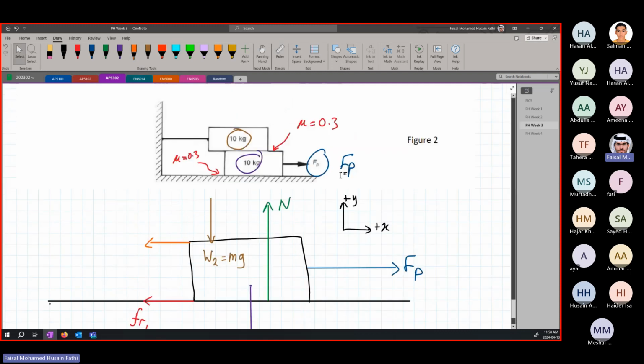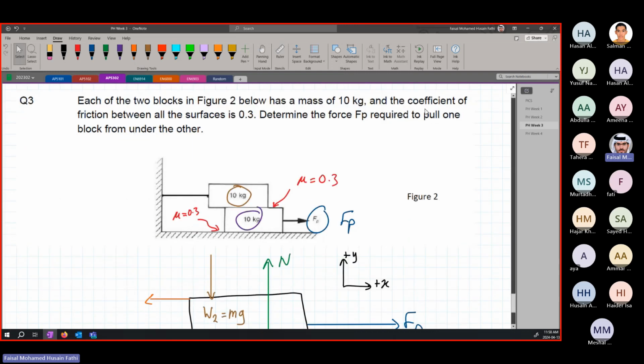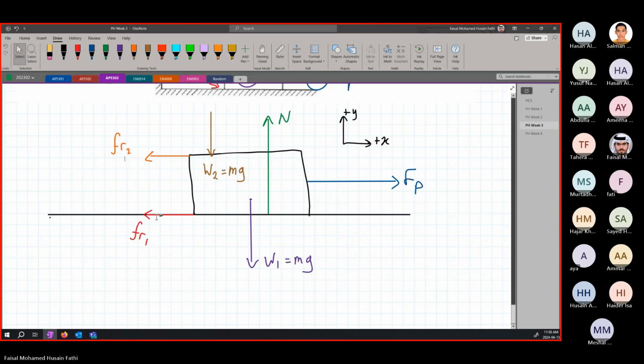Because remember, they never said this is a smooth surface. They said that between all surfaces, there's a coefficient of friction. So there is roughness between all the surfaces, which means there's also going to be mu. So this is FR2. And remember that this FR is equal to mu times the normal force. But there's one thing I will show you about FR2 in a bit.